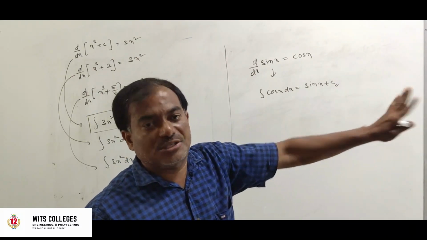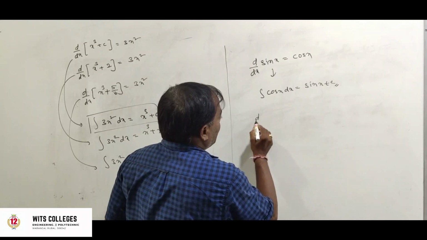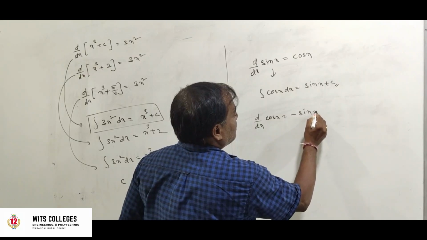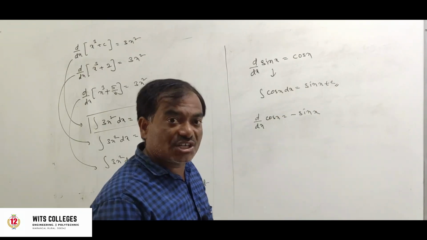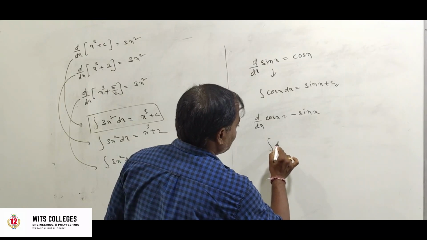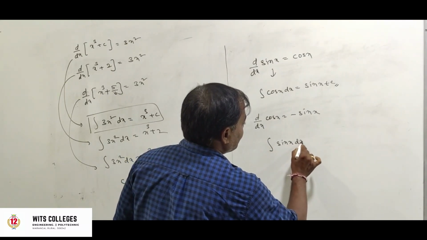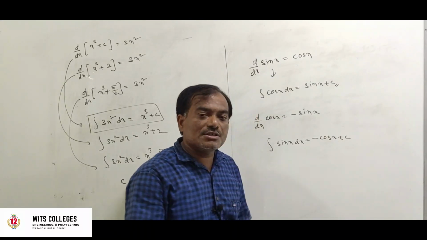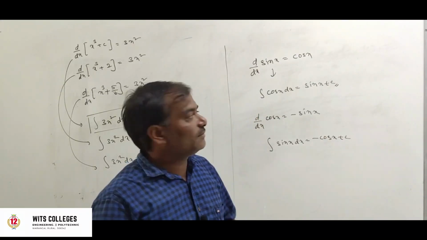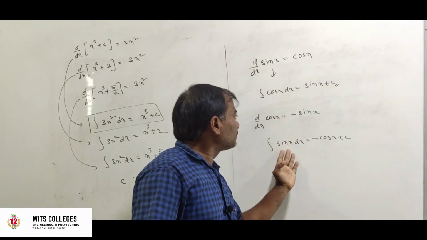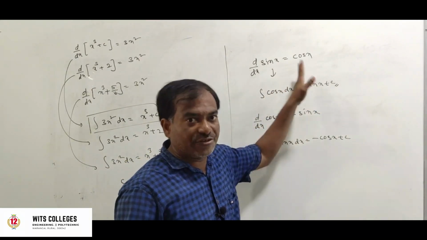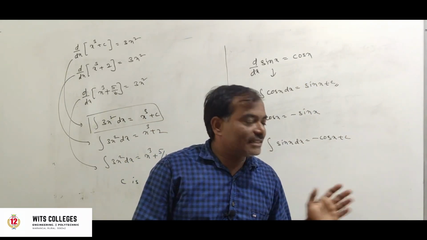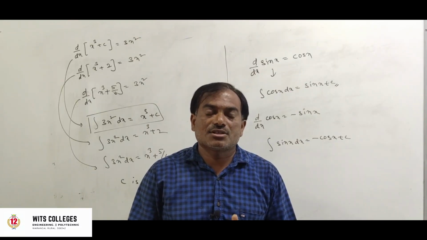What is c here? This is an arbitrary constant. And similarly d by dx of cos x equals minus sin x. In order to find the original function, integral sin x dx equals minus cos x plus c. So this is the process of finding the integration of functions with the help of derivatives. This is the general concept of integration. Now we turn to the standard integrals.